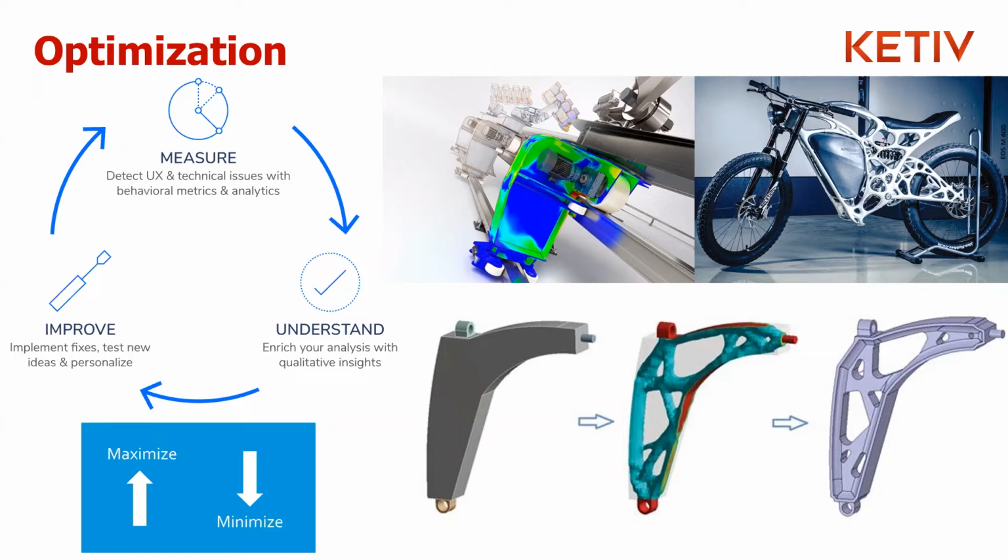We talked a little bit about generative design last time around. Again, that is a form of optimization. It uses a slightly different technology, but at the end of the day, it is all optimization.